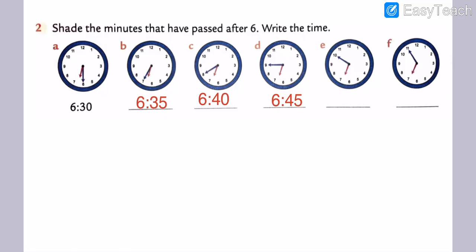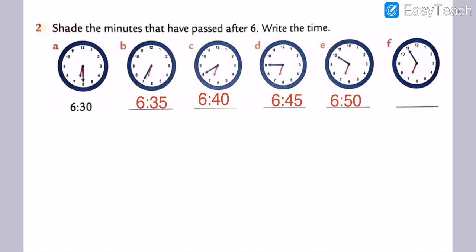Then after that, E. What is the time of clock E? First of all, we check the hour hand, and then we will check the minute hand. The hour hand is on 7, and the minute hand is on 10. 10 shows 50 minutes. So I am writing here 6:15. Got my points, my dear students?